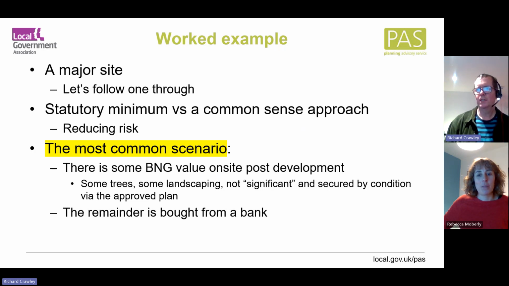The scenario we're going to take is that there is going to be some biodiversity value post-development, but it's not going to be anything to write home about. It might be some trees, some landscaping, some stuff around the car park. It's not going to be significant. We'll have a separate conversation about what that means and why that's a special word. It's going to be secured by condition. And the remainder, the biodiversity unit deficit, is going to be bought from a local provider, a bank, whatever, it doesn't really matter.